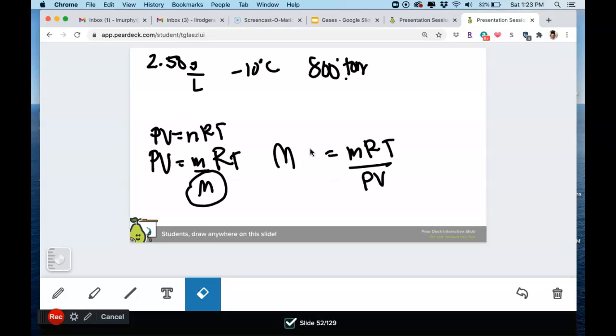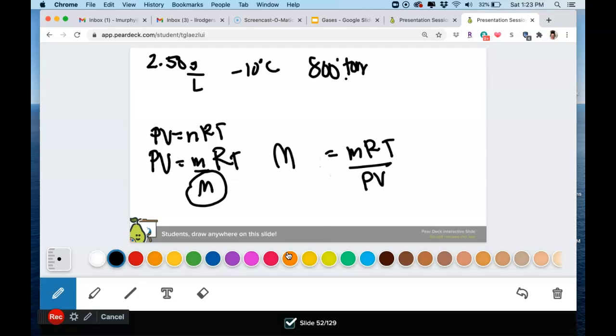And now you've got to be careful. So this right here, mass over volume, is density. So really what it is, molar mass equals density times RT over P. Again, I rewrote this mass over volume as density. So at this point, it's just plug and chug.